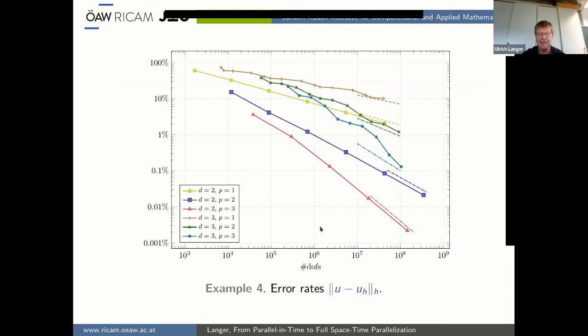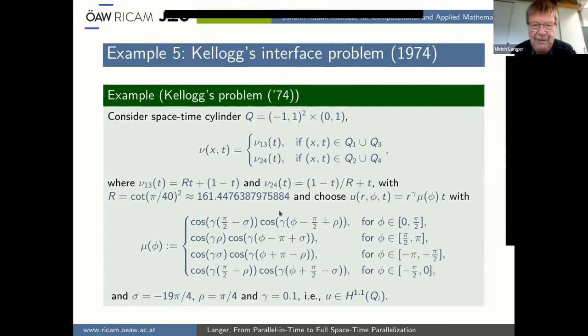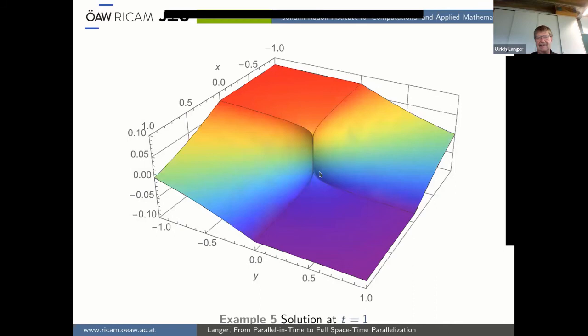So now I come to an example that is really hard and we cannot make harder. I do not show the hardest thing. This is the so-called Kellogg interface problem. So you have a jumping coefficient that can move in T. So we have here only a linear behavior in T. But the solution looks like this here, a cut. You have a terrible, terrible singularity here.